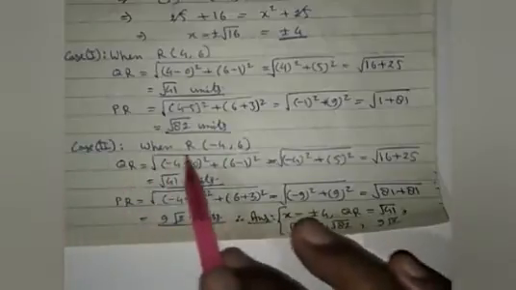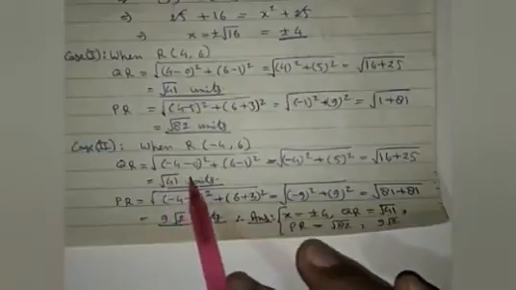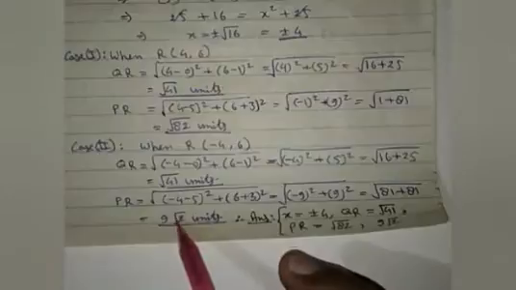In case 2, when point R is (minus 4, 6), then QR is equal to root 41 units here also, and PR is coming as root 81 plus 81, that is equal to 9 root 2 units. Hence the value of x is equal to plus minus 4, and QR equal to root 41, and PR equal to root 82 and 9 root 2.